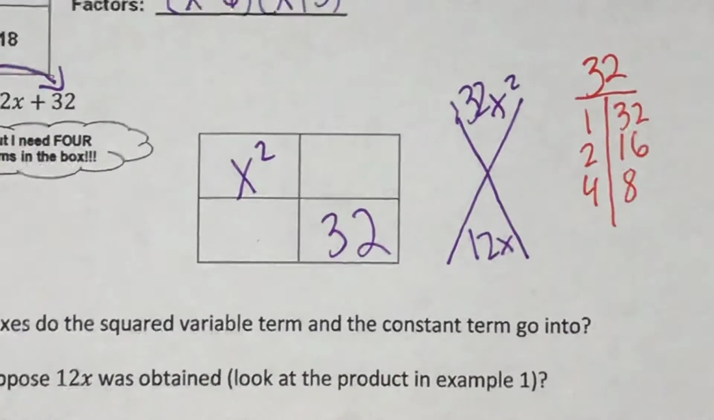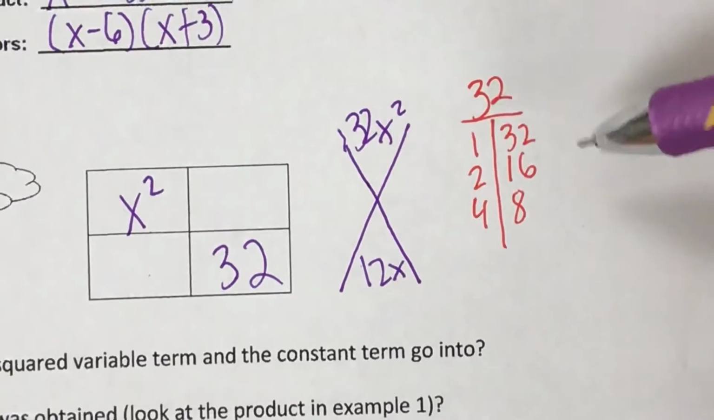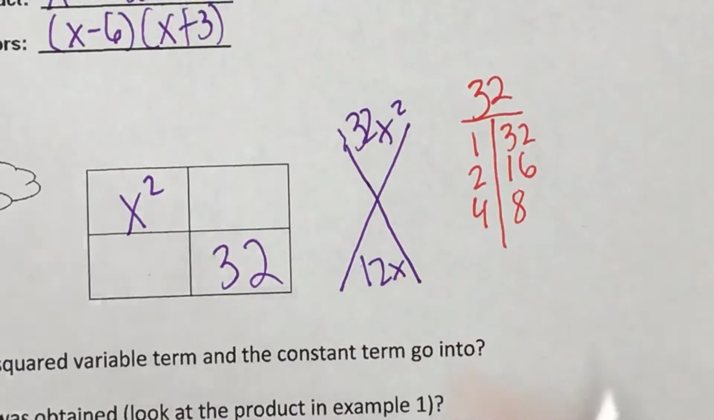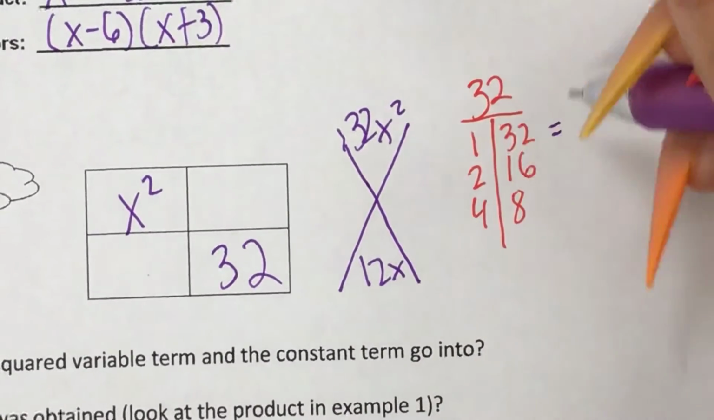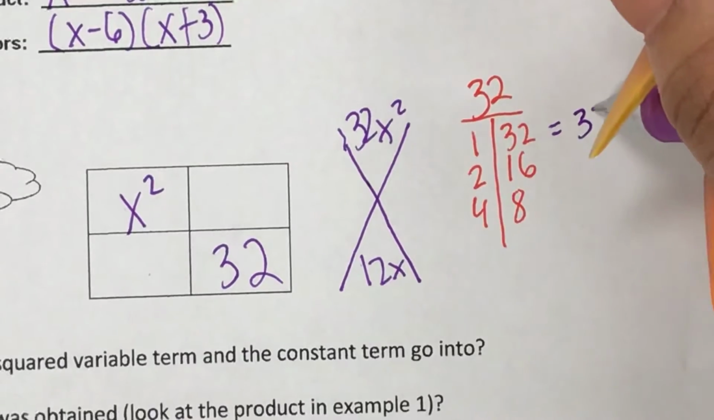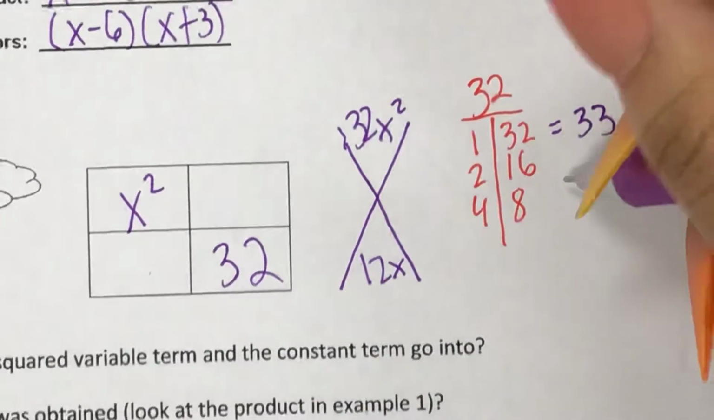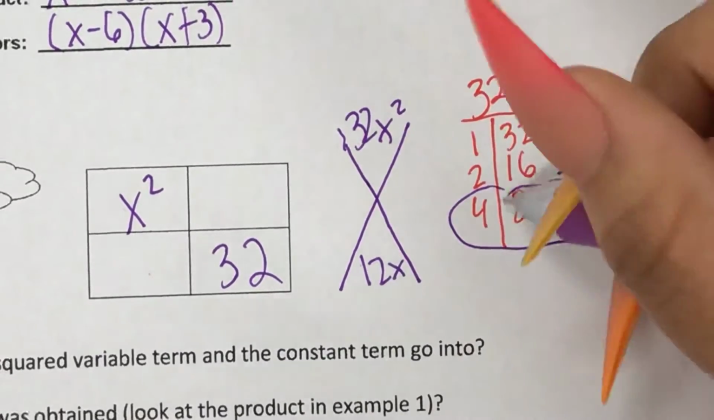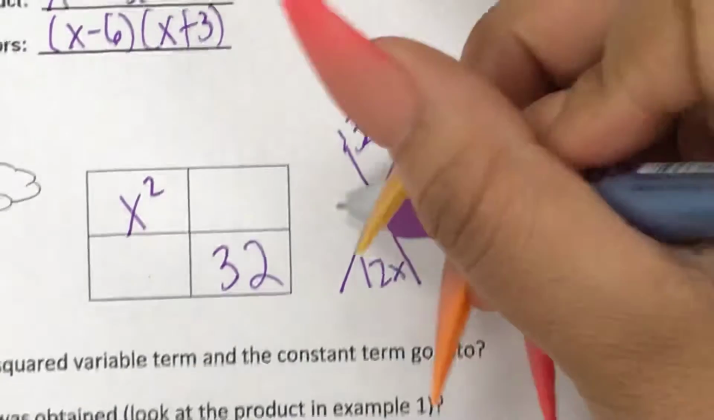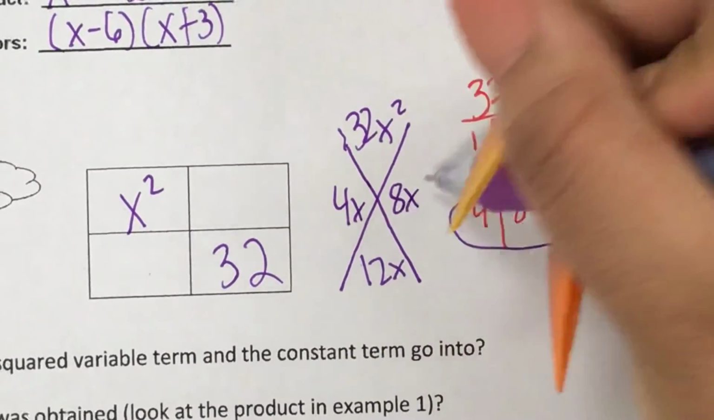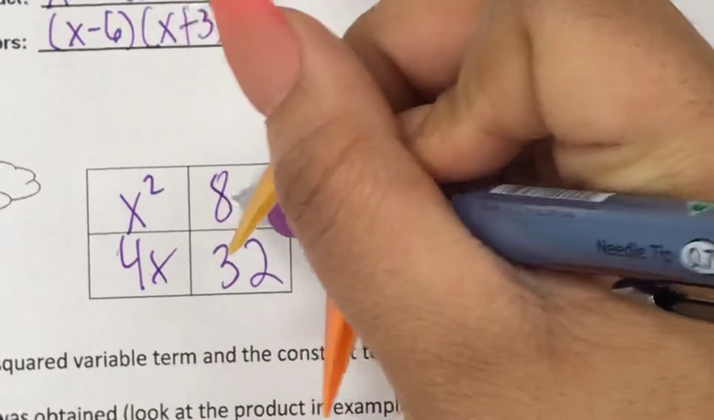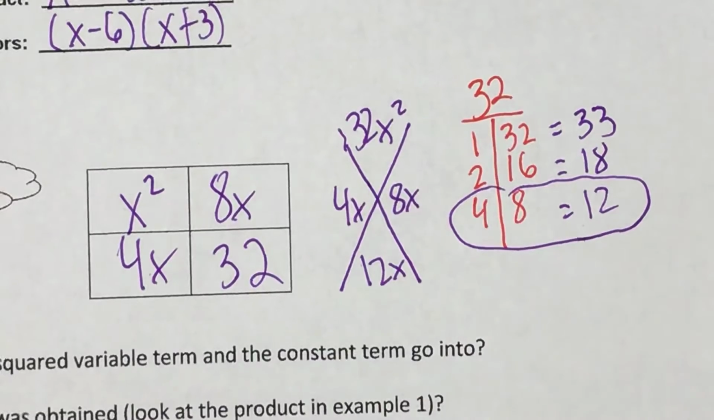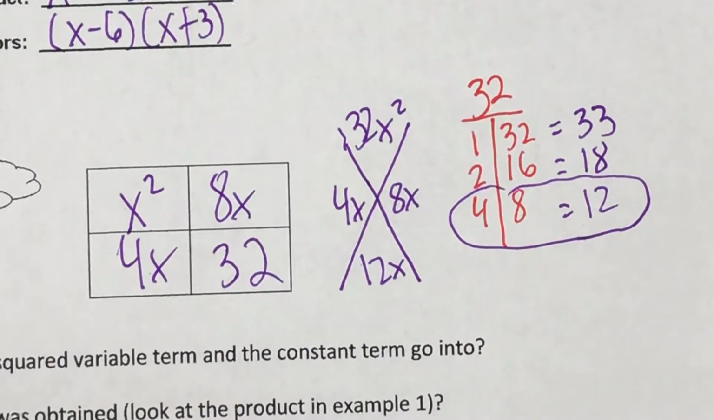All right, so now we're going to go through these factors. These are all the numbers that multiply to get 32. So out of these numbers, I need to see which two will add to get 12. So let's go through and add all these. 1 plus 32 is 33. 2 plus 16, 18. 4 plus 8 is 12. So those are the numbers that I need to use. 4x and 8x. So 4x goes here, 8x goes here. Now, it doesn't matter if you put 8x here or 4x here. It doesn't matter.